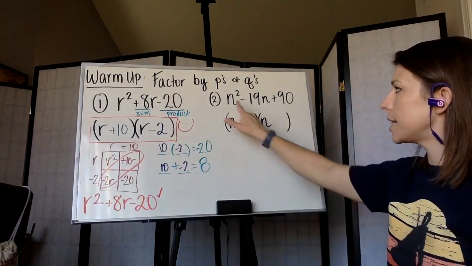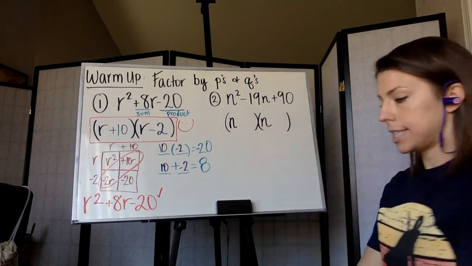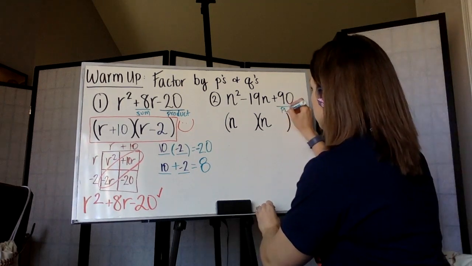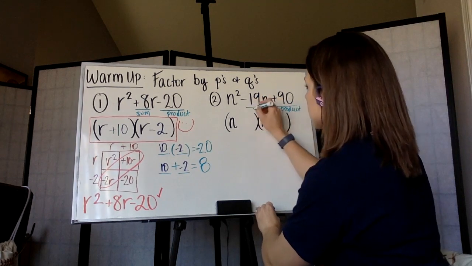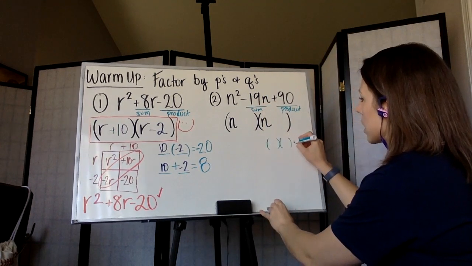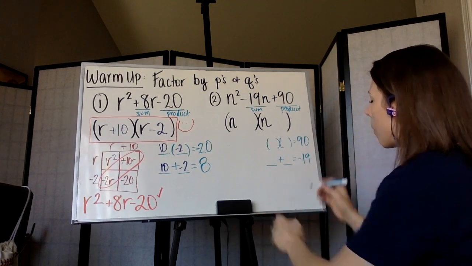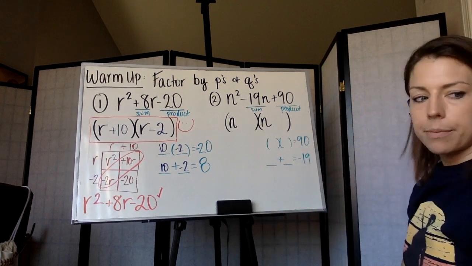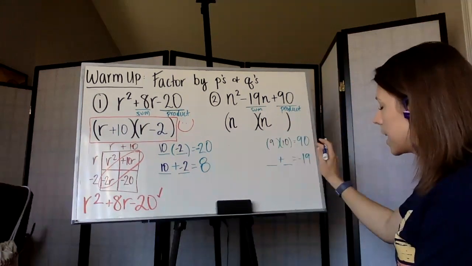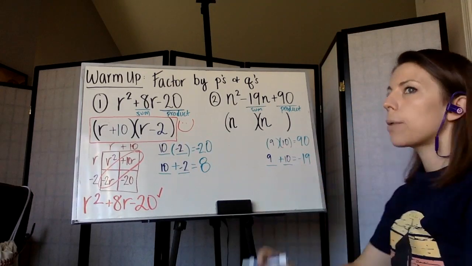Same idea. We know n times n is n squared. What times what equals 90, but adds up to negative 19? All right. So what two numbers have a product of 90 and a sum of negative 19? So let's try to figure that out. What could it be? 9 and 10 come to mind. So I know 9 times 10 is 90, and 9 plus 10 is positive 19. But I want negative 19.